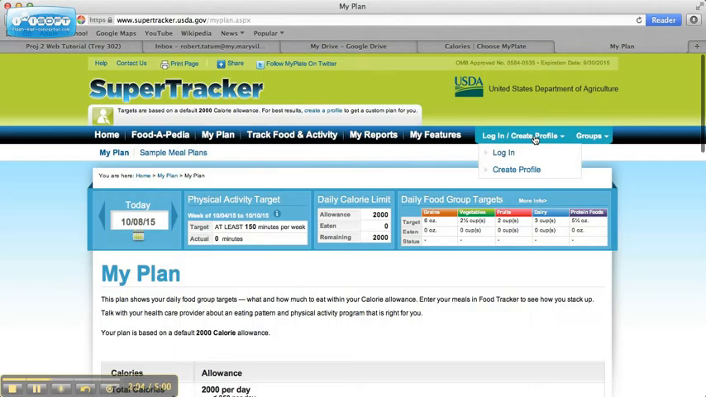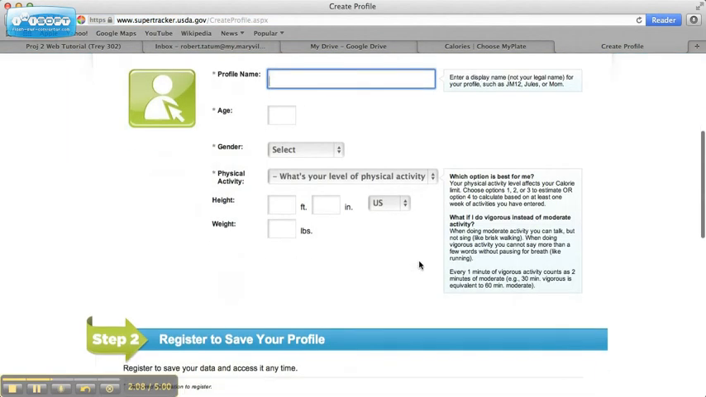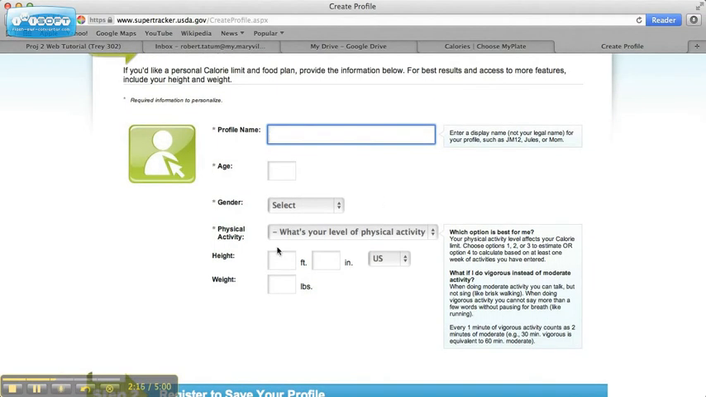But if we were to go and create a profile in which you enter your age, gender, your level of physical activity, as well as your height and weight, then it will give you a much more personalized plan. This is great for those who may fall outside of the norm, such as athletes, pregnant women, or abnormally tall and short people.